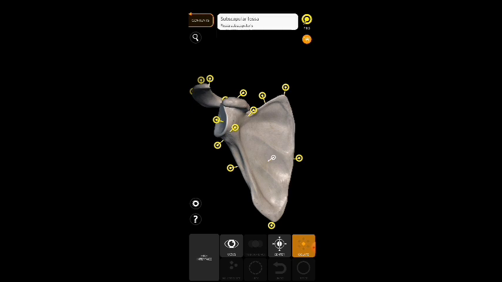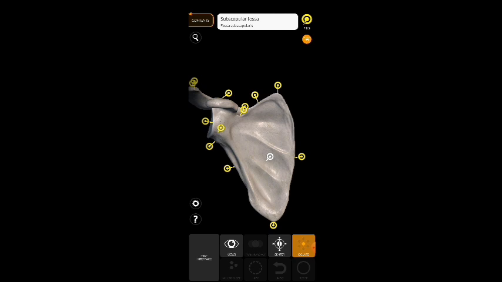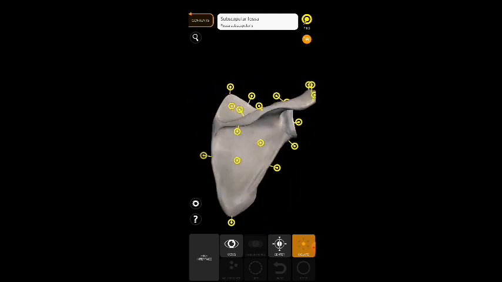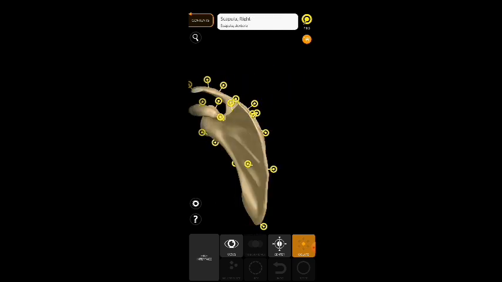The scapula has 2 surfaces. This is the subscapular fossa. It is the ventral surface, facing anteriorly. This is the dorsal surface, the posterior surface, and this is the anterior surface.